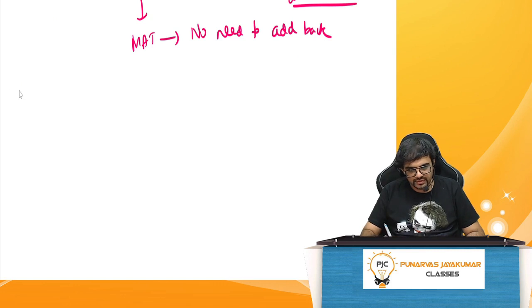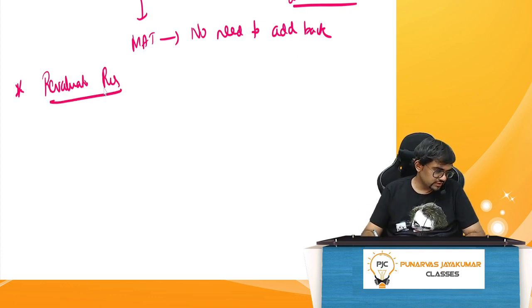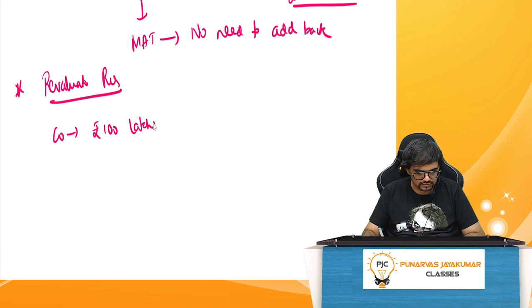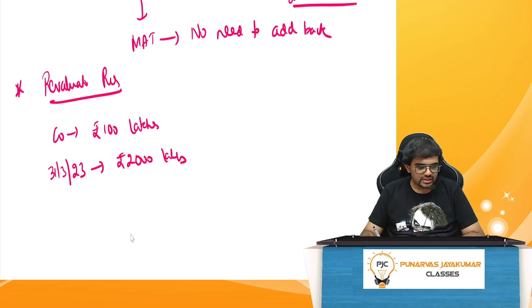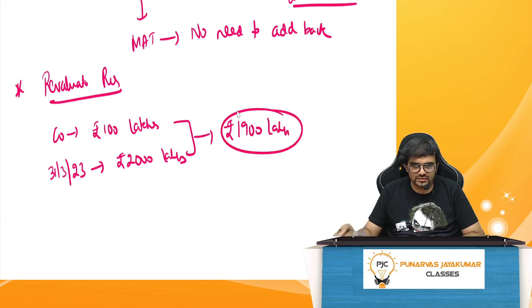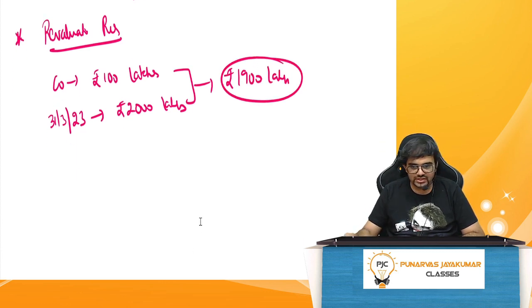There used to be some tax planning concerning revaluation reserve. Check it out. So the company had an asset valued 100 lakhs. It was sold during the year 31st March 2023 for, let us say, 2000 lakhs. What would be the profit? 1900 lakhs. So basically to the P&L account, what is coming? 1900 lakhs on which MAT has to be paid.